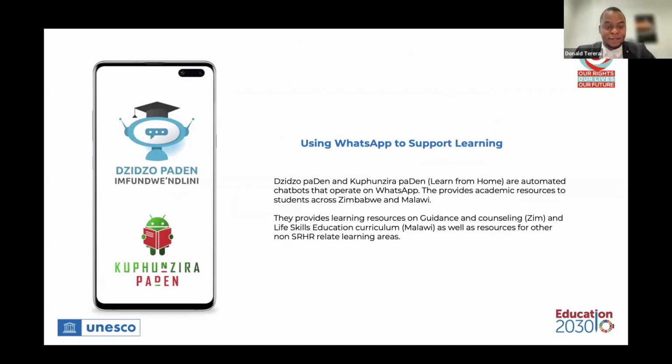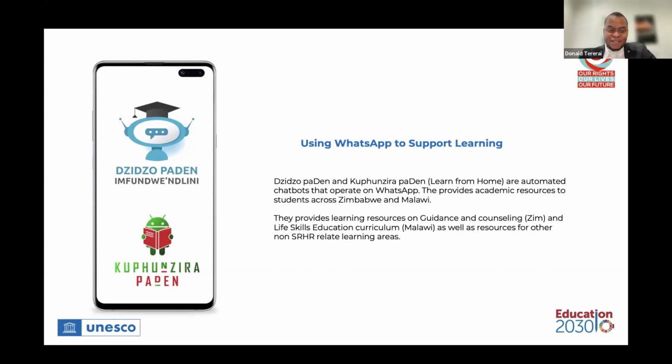WhatsApp to support learning. So through the O3 project, we developed the Zizo Paden and Kupunzira Paden. This basically means learn from home or learn remotely. These are automated chatbots that operate on WhatsApp. And WhatsApp is one of the most commonly used applications in East and Southern Africa. It's a low data messaging platform with an intuitive interface.